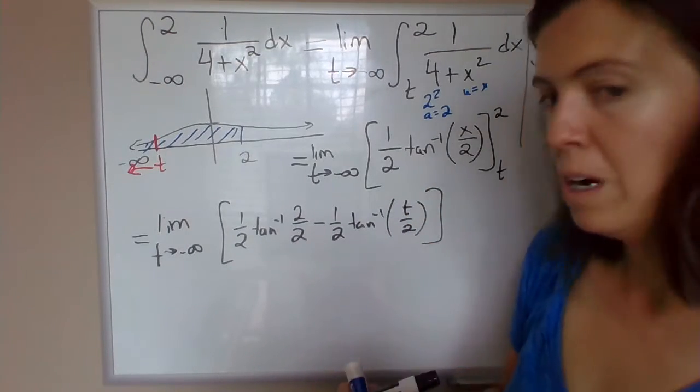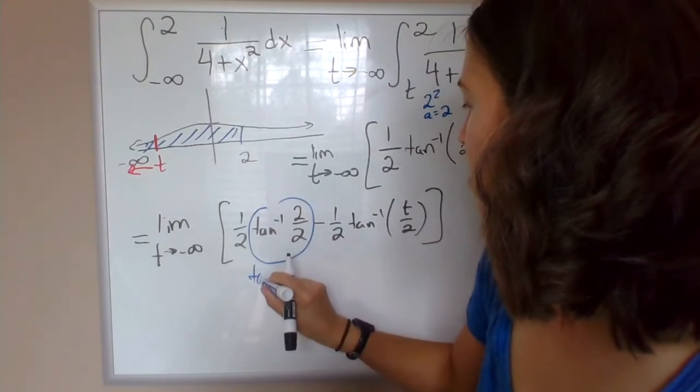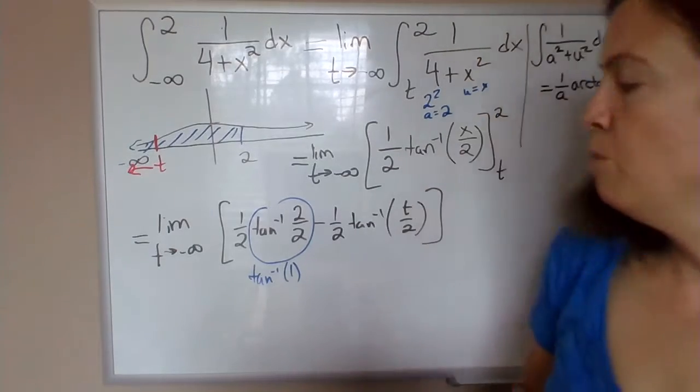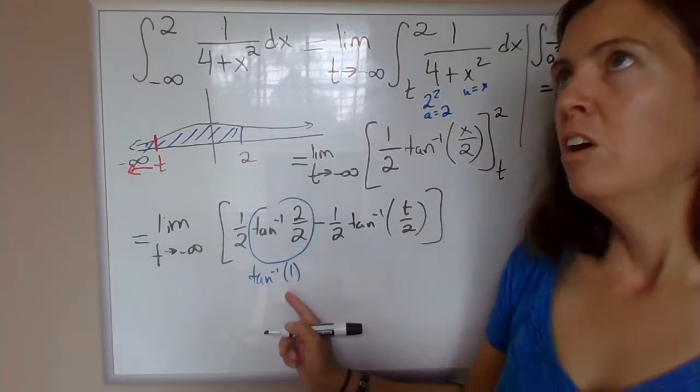Okay, but so this right here is inverse tangent of 1. And to evaluate these inverse trig functions, you have to think, you're kind of working your way backwards.